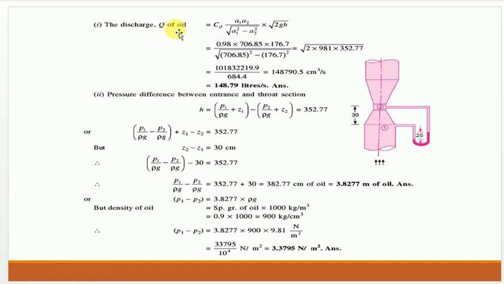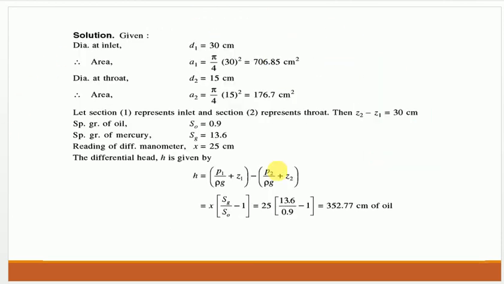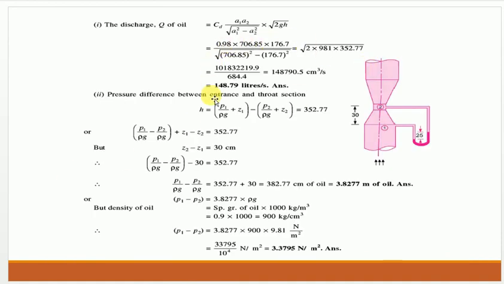So discharge through the pipe will be equal to Q, which is equal to Cd into A1 A2 by square root of A1 square minus A2 square into square root of 2gH. This is the formula to find the discharge by using a venturimeter. A1 and A2 we have already calculated, and Cd is the coefficient of discharge. H we have also already calculated. So if we put it together, we can find the discharge through the pipe, which is 148.79 liters per second.